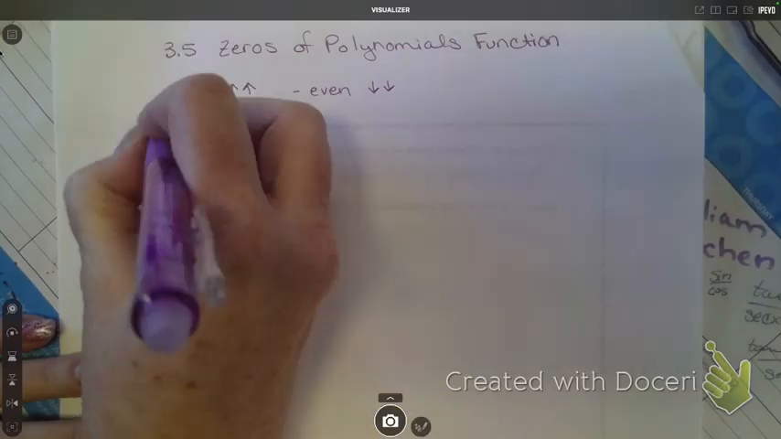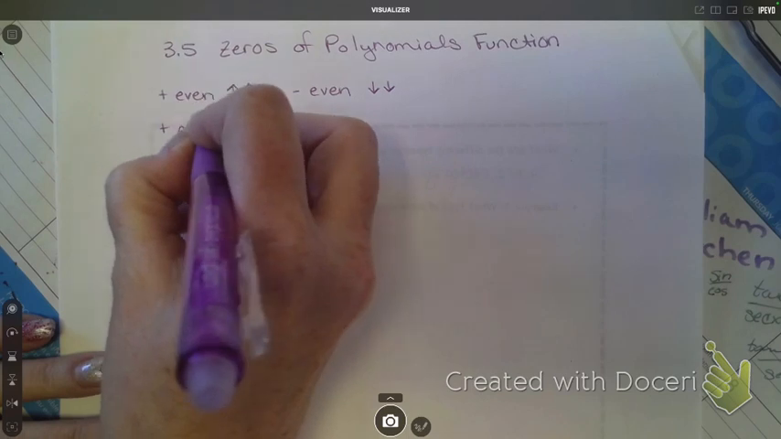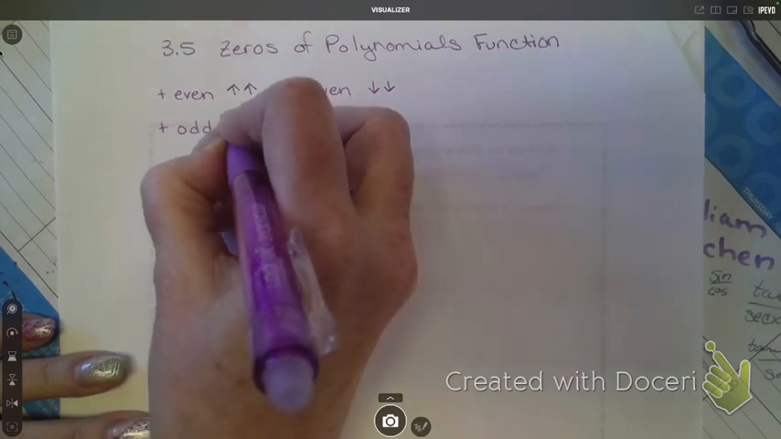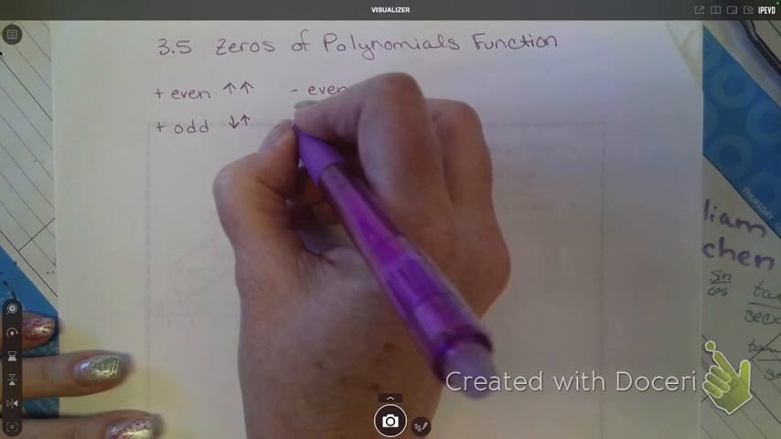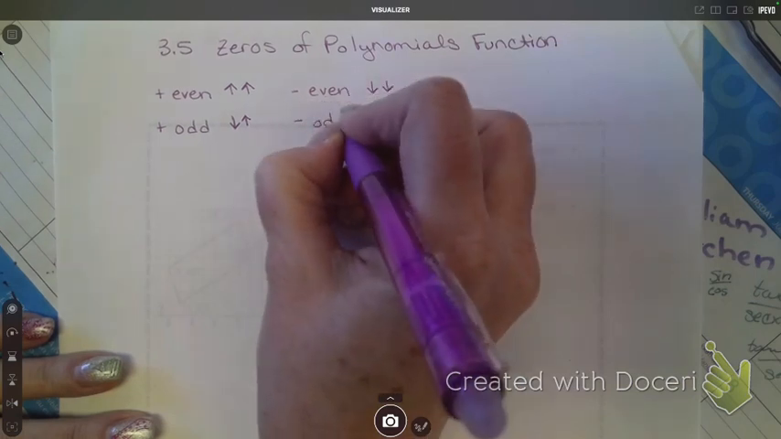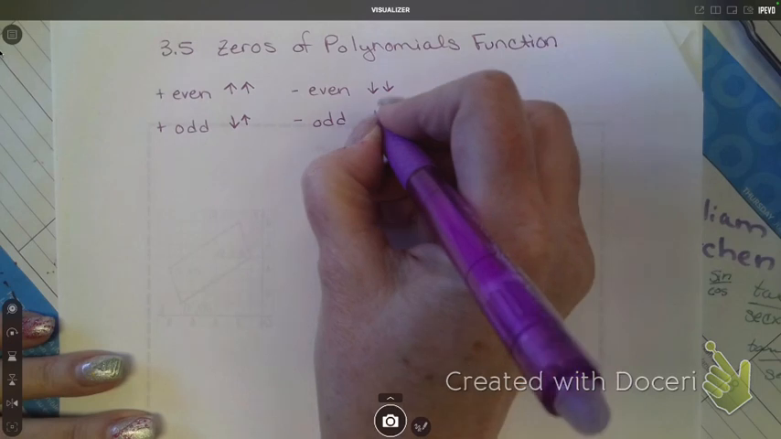If it's positive, odd, down, up. It ends up, so it starts down. Yes, down, up. If it's negative, odd, up, down. It ends down, so it has to start up.